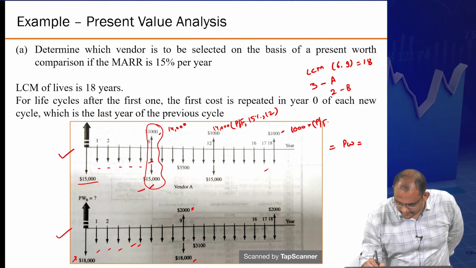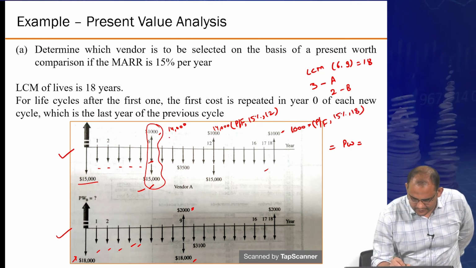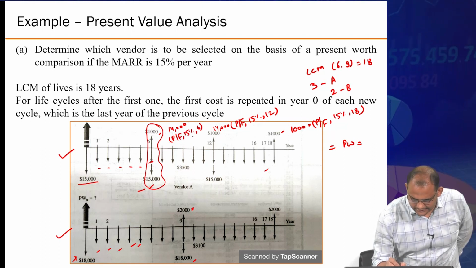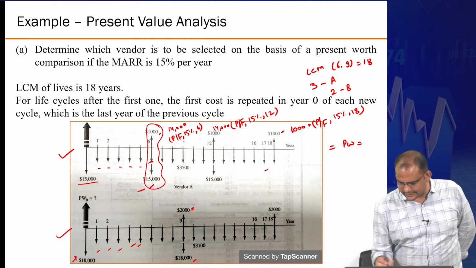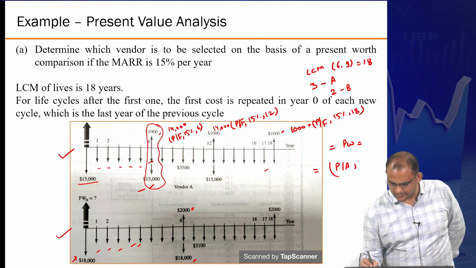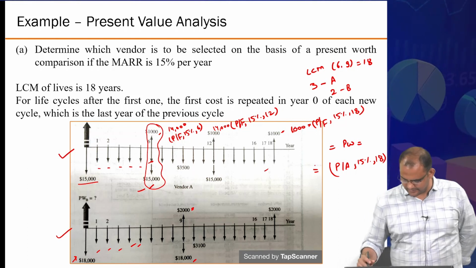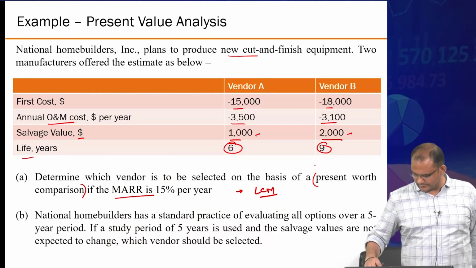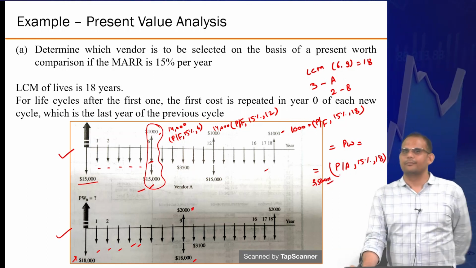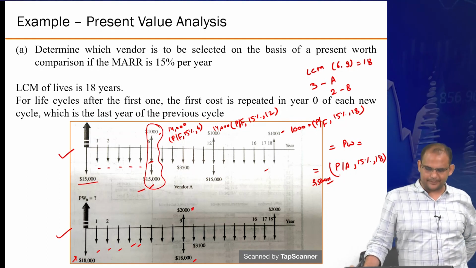P by F, 15%, 18 years. This is 14,000. P by F, 15%, 6 years. Then what's the A series? P by A, 15% for 18 years multiplied by 3,500. Okay. Sum of this, what is it coming?